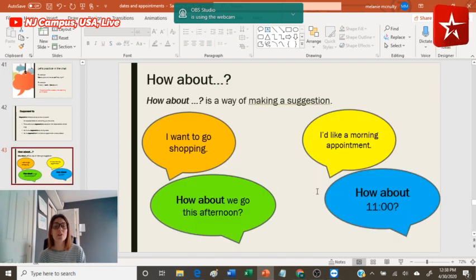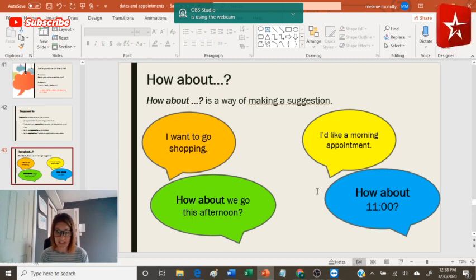How about? So how about is a way of making a suggestion. And this is very conversational. It's a very common way to suggest something. So let's look at some conversations. I want to go shopping, right? Remember my pronunciation that we talked about last week? I want to go shopping. How about we go this afternoon? So I'm using how about to make the suggestion for the time. I want to go shopping. How about we go this afternoon?